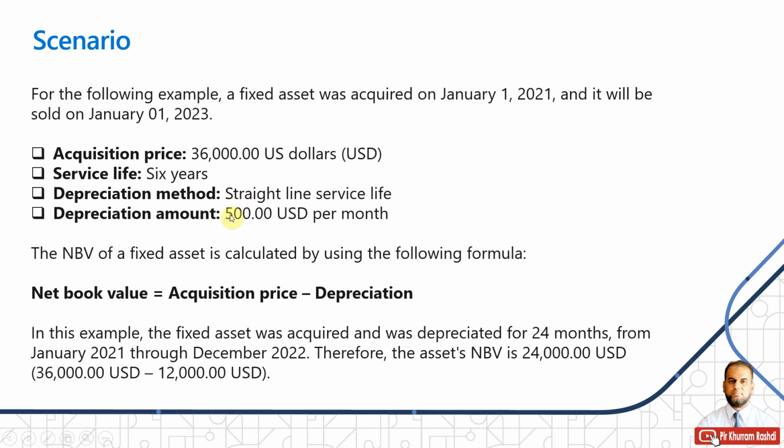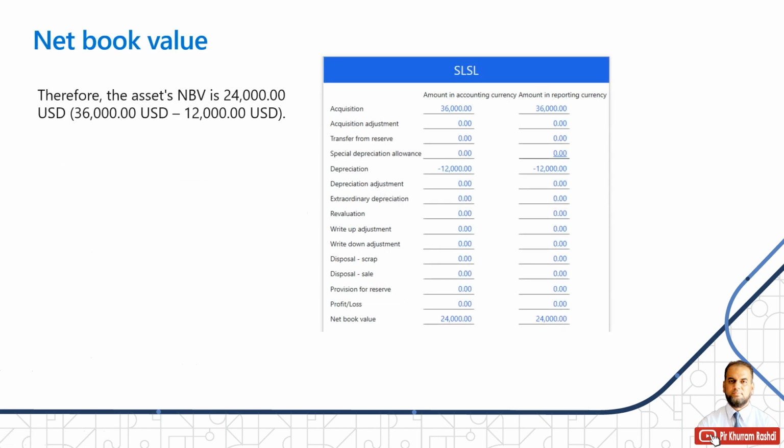So the net book value at the end of the day, that is after 2 years, will be calculated through this formula, that is acquisition price, 36,000, minus depreciation, which will be 12,000 USD for 2 years. So that we will see in a moment. In this one, you can see in the book SLSL, the acquisition cost of 36,000 is shown, a depreciation amount of 12,000 is debited, and the net book value, 36 minus 12, will be 24,000.